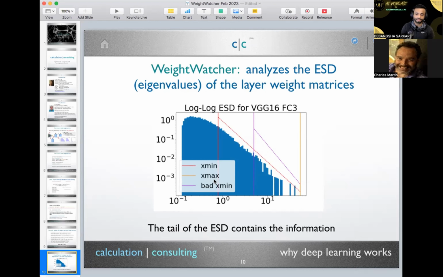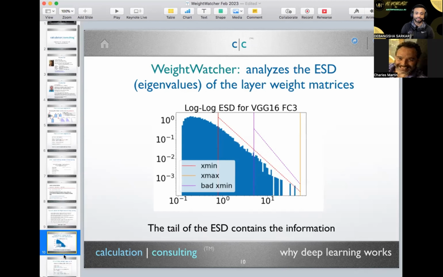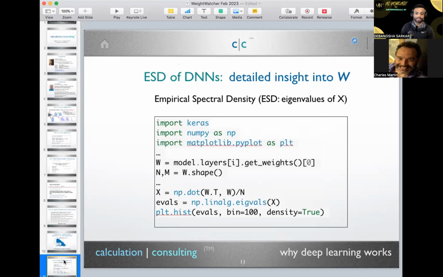So in some sense, we're just making a simple plot. We're not doing anything particularly sophisticated. The tool just loops over the layers, you get the weights, they're n by m. You would compute the correlation matrix and get its eigenvalues. Technically, we do this using SVD. We don't exactly do it this way, but this is in essence what's going on. You're looking at the eigenvalues of the correlation matrix.